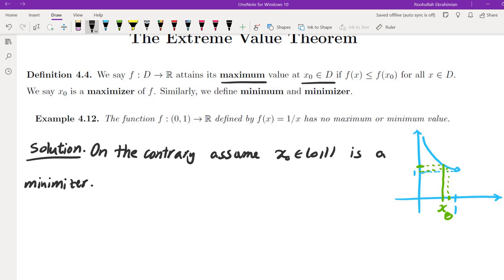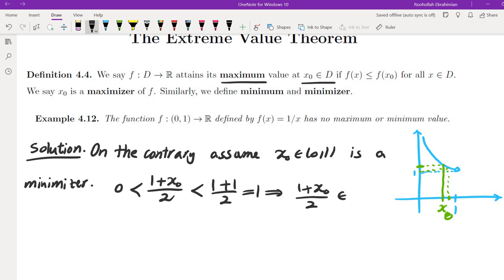So now we have this: (1 plus x0) over 2. So that's the average of 1 and x0. That's greater than 0 because 1 and x0 are both positive, and it's less than (1 plus 1) over 2, which is 1. So that means (1 plus x0) over 2 is inside the interval from 0 to 1.